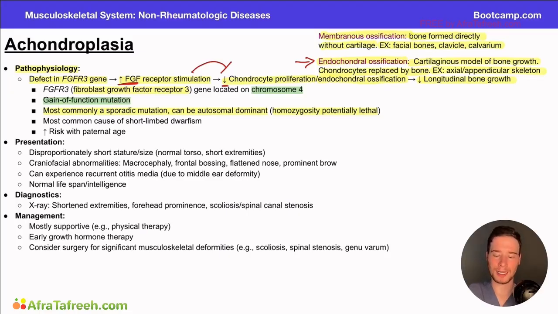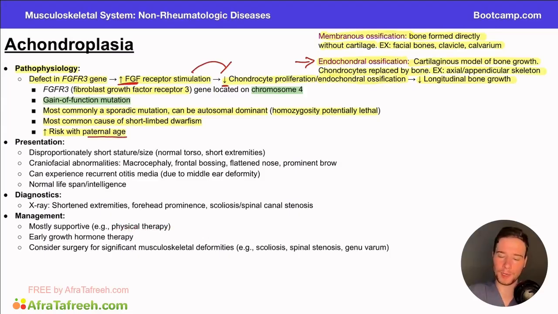Now, achondroplasia is the most common cause of short-limbed dwarfism, and the risk of this actually increases with paternal age. I think this is important to keep in mind, right? Because we often talk about a lot of pathologies that increase with maternal age, the risk of Down syndrome or some other trisomies and various other abnormalities. But this is a unique one in that they're specifically wanting you to know that it's the increased paternal age that can cause a patient's risk to be elevated.